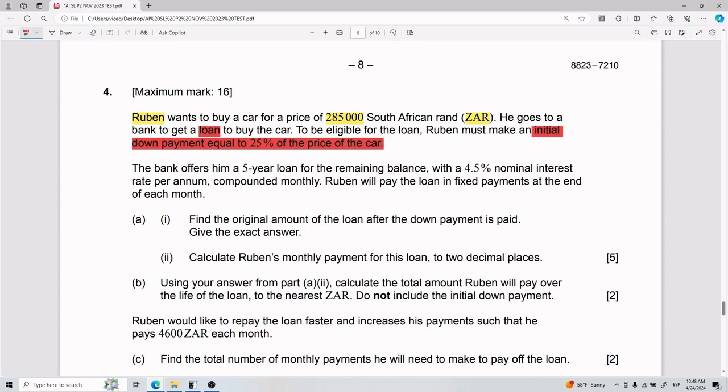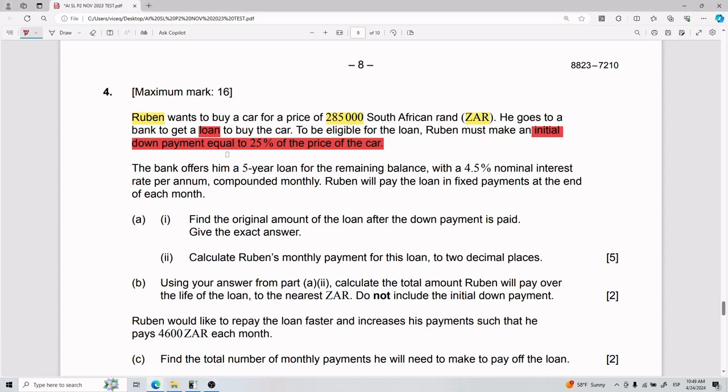Imagine you want to buy a house and the bank says, sure, but first pay half of the house or first pay 10% of the house. Now, how the percents actually work, how they calculate them, it's a mystery. I don't know too much about it, but the idea is you have to pay some of it up front. So that is what they mean by initial down payment, you have to pay a little bit right away. In this case, our good old friend Ruben has to pay 25% of it right away.